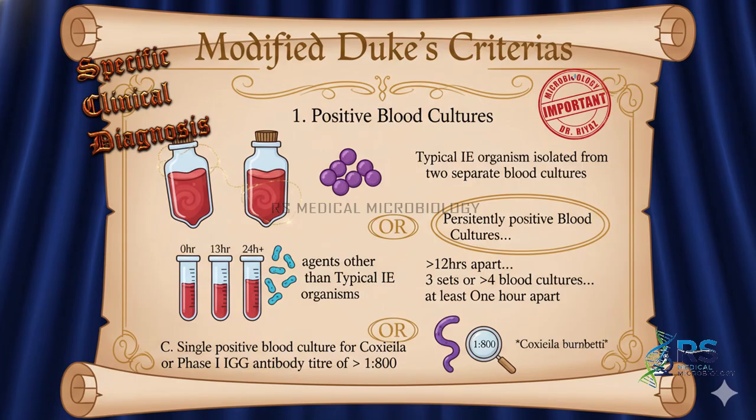For this, you have what is called the modified Duke's criteria to make a specific clinical diagnosis. So first of all, you need a positive blood culture with typically known infective endocarditis organisms from 2 separate blood cultures, or you can have a persistent positive blood culture with a single organism, which can be an atypical organism for infective endocarditis, or you can look for a single positive blood culture for Coxiella or phase 1 IgG antibody titer of more than 1:800.